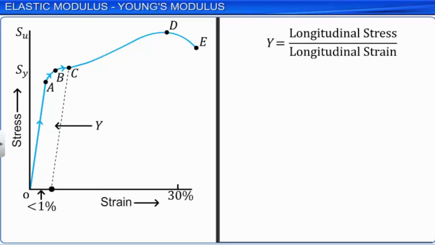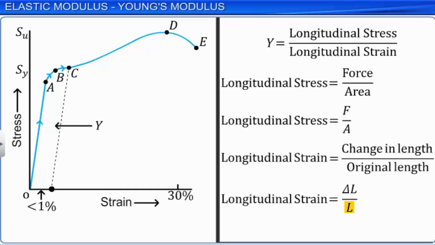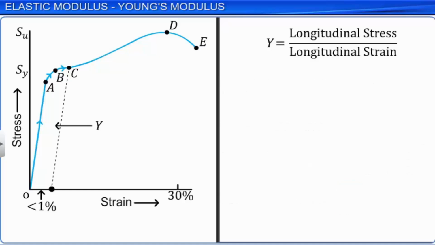Longitudinal stress is measured as the ratio of the applied force F to the area A of the face to which force is applied. If the length of the rod L changes by delta L, the longitudinal strain is equal to the ratio of delta L to L. Young's modulus is therefore equal to F by A divided by delta L by L. Young's modulus has the same units as stress because strain does not have any units. Y is measured in newtons per meter square or pascals.